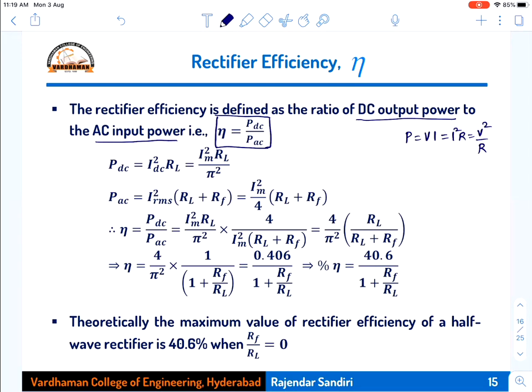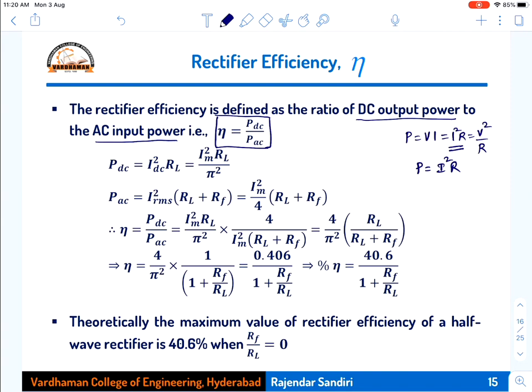Now first we should calculate PDC and PAC, then substitute and take the ratio. First, PDC is equal to IDC square into RL. I am using the P equals I square R relationship. IDC we already calculated in the first step: IDC is equal to Im by pi. Everywhere we use the previous relationships. Very, very important are the four relationships IRMS, VRMS, IDC, VDC. If you know the RMS and DC currents and voltages, then any of the other parameters we can easily calculate.